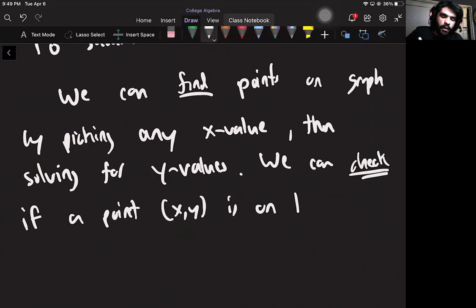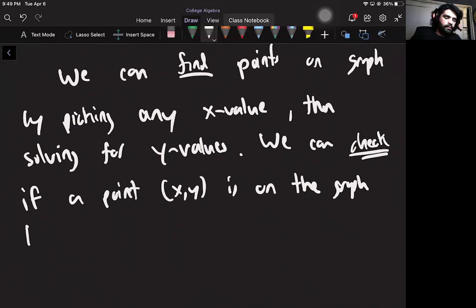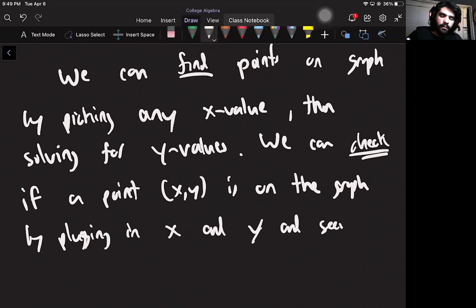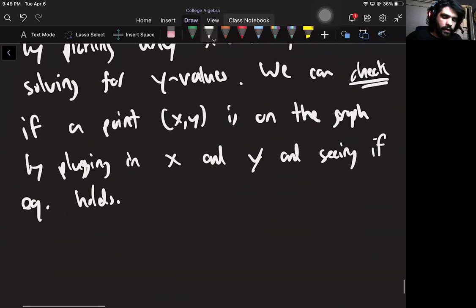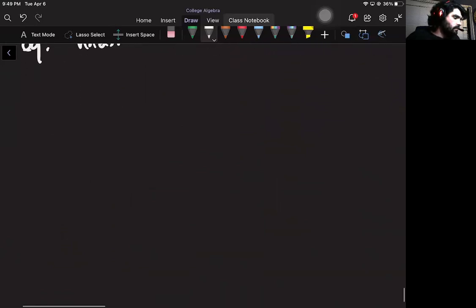You can check if it's on the graph by simply plugging in x and y. So by plugging in x and y and seeing if the equation holds true or is satisfied, however you'd like to put it. Okay, so one more example with a slightly more complicated equation.